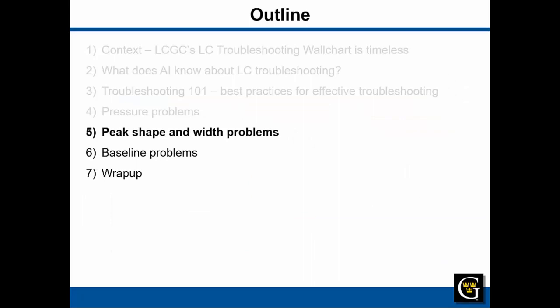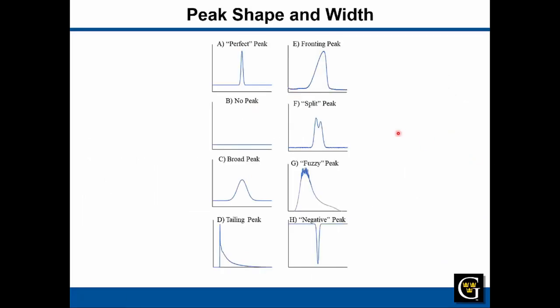Now, moving on to peak shape, there are many ways that things can go wrong with peak shape, and those shapes are summarized here. So we're going to talk through all 8 situations here really briefly.